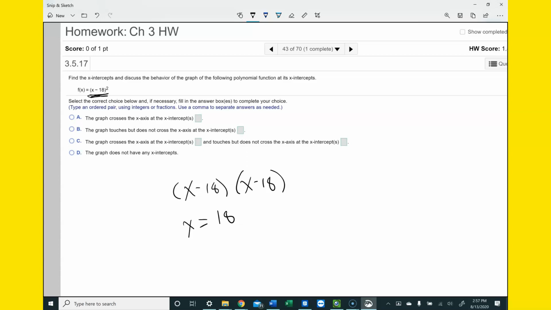So does the graph cross or touch when it's a double multiplicity, or multiplicity 2? Remember, if it's an even numbered multiplicity, it touches. If it's an odd numbered multiplicity, it crosses. So this graph touches but does not cross the x-axis at the x-intercept 18. It says type an ordered pair, so I would have to type 18, 0 as my ordered pair.